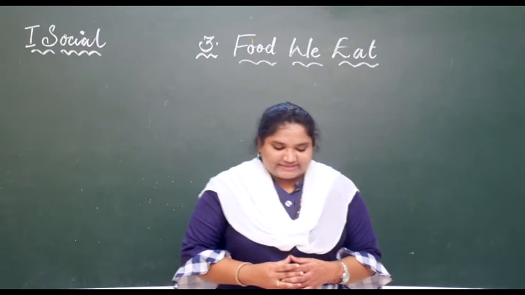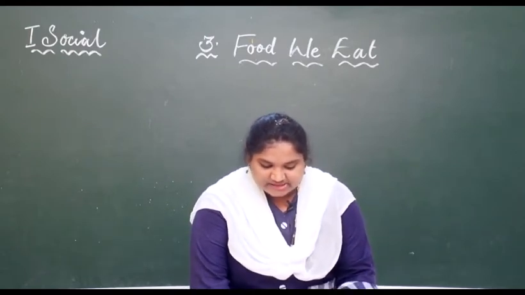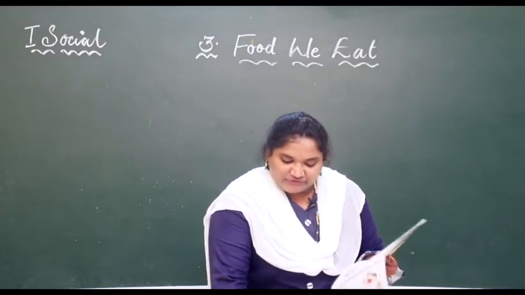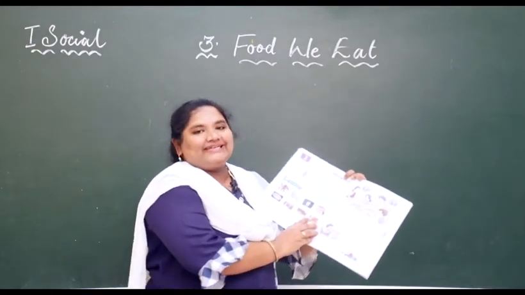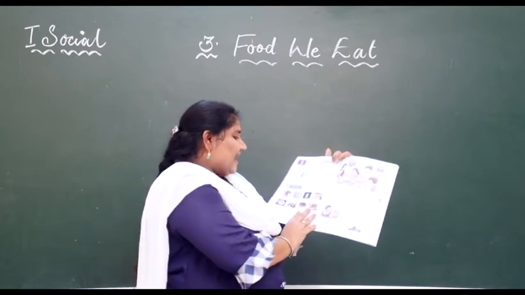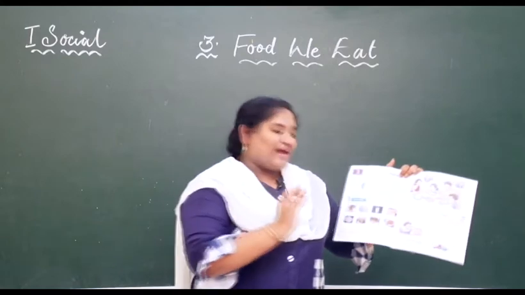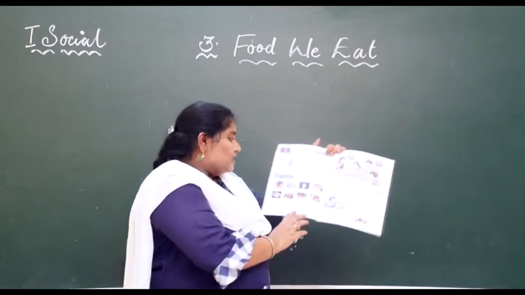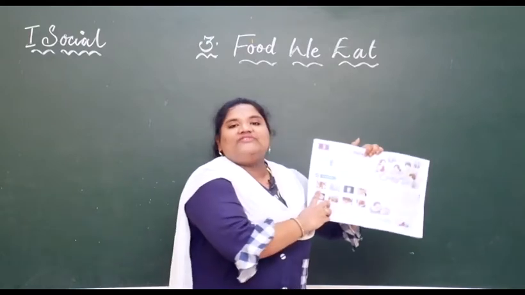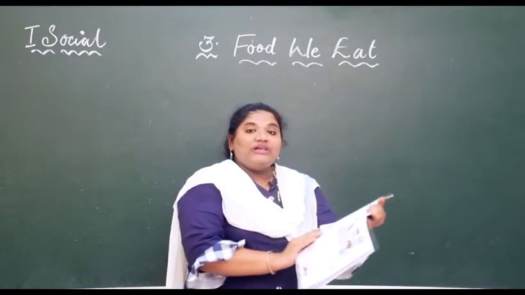Okay, let's get started. Now look into your books, everyone. What you have is the colorful pictures of the food we eat regularly. You can easily identify them. Look at the picture carefully and write each of the names given below in the blank. So what is the first picture given there in your notebook? These are all fruits.